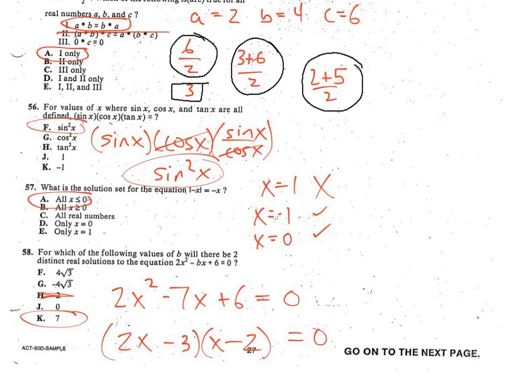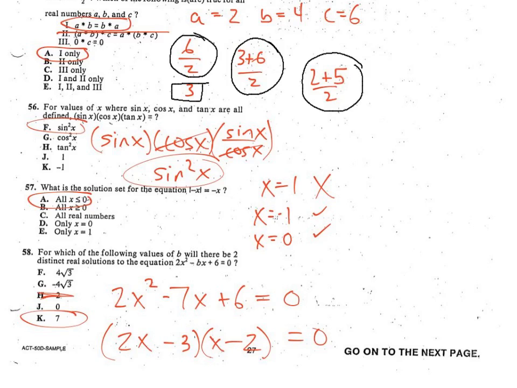I then tried 0 in there and had the absolute value of the opposite of 0 equals the opposite of 0, so that worked. So in other words, both negative 1 and negative values work, and so does 0. Therefore, all values x less than or equal to 0, letter A, is our answer.